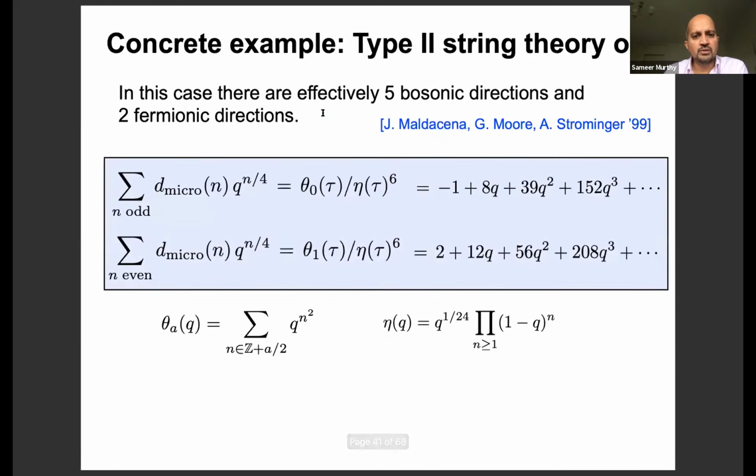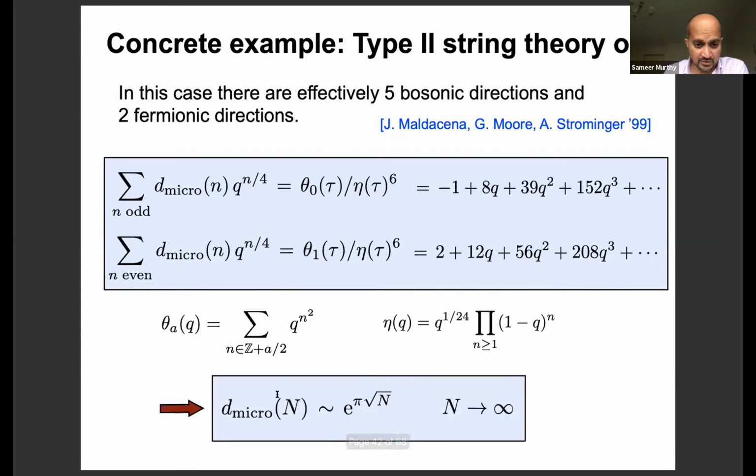And if you go back to our problem, the result of this paper for the simplest examples can be phrased as saying that there are effectively 5 bosonic directions and 2 fermionic directions. And the answer, therefore, is some theta over eta to the 6. Okay, this eta is exactly the eta I showed you. The theta is the theta I showed you in the beginning, except for some small dressing here. So now that you know what these functions are, you want to estimate it. And the claim is that you can estimate it very easily. And the answer is e to the pi square root of n.